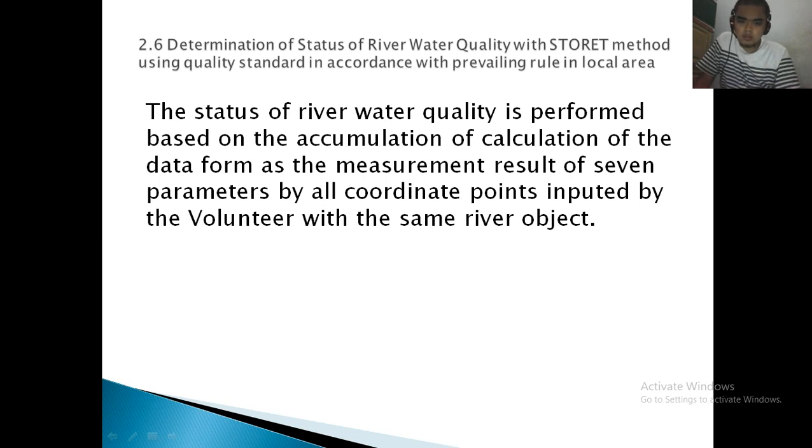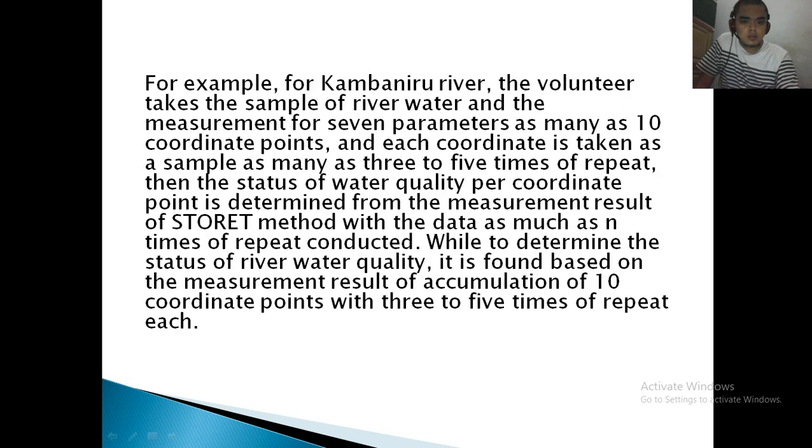Okay. The status of water quality is determined based on the accumulation of calculations of the data from the measurement results of several parameters by a coordinate point input by the volunteer with the same river object. For example, for Kambaniru River, the volunteer takes samples of river water and measures seven parameters at seven coordinate points, and each coordinate is sampled 3 to 5 times to repeat. Then the status of water quality per coordinate point is determined from the measurement results of the storet method with the data as much as the times of repeats conducted. While to determine the status of river water quality, it is found based on the measurement results of accumulation of 10 coordinate points with 3 to 5 times to repeat it.